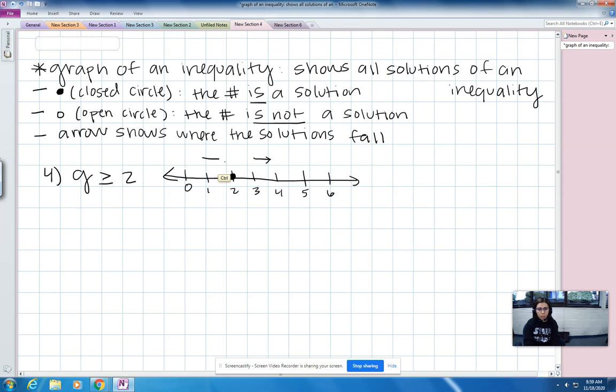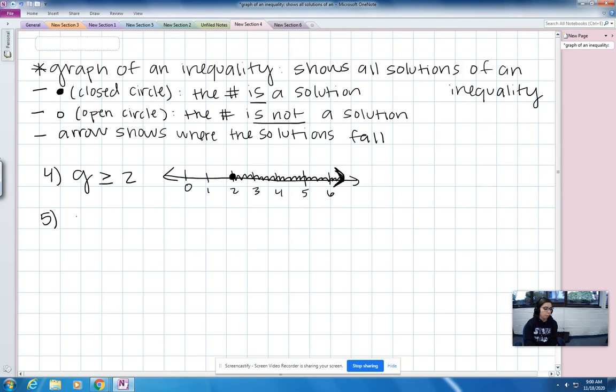Well, it says that G can be greater than or equal to 2. So we should draw the arrow in the direction that is greater than 2, which is this way. What I like to do is a little squiggly line to show that I'm shading in this direction, and I put an arrow on the end. I'm saying, look at that. Every number that is 2 or bigger would satisfy this inequality, would make it true.